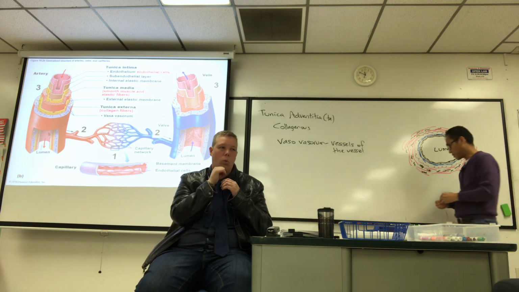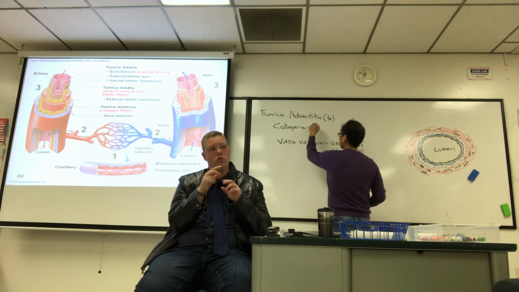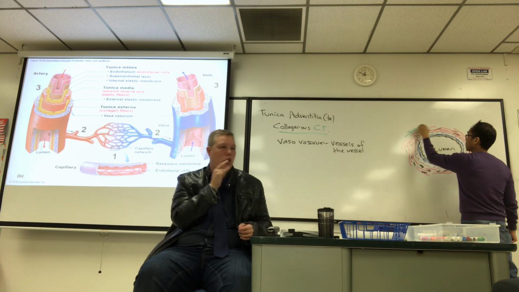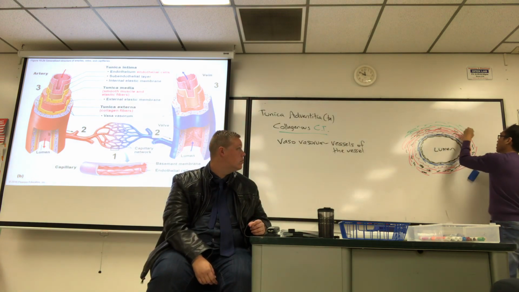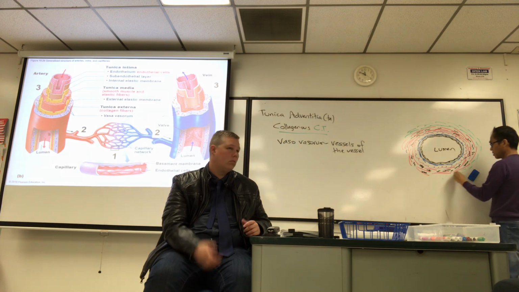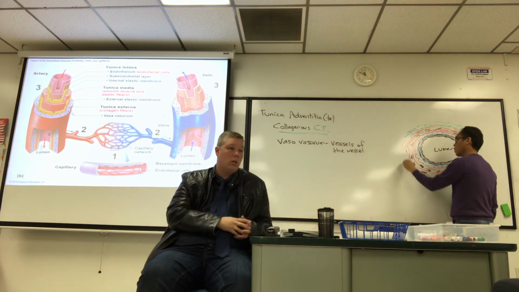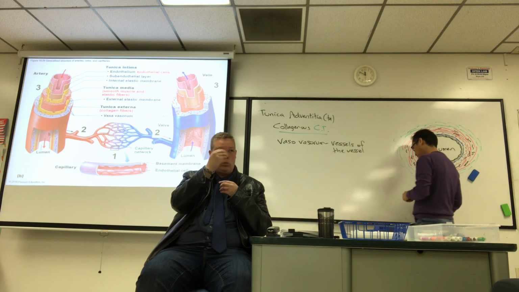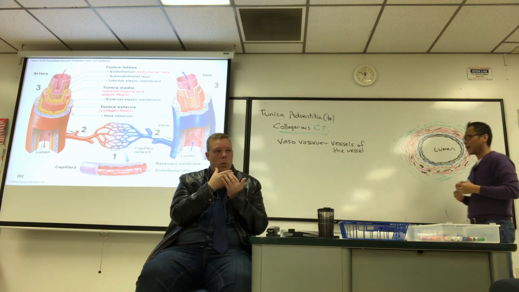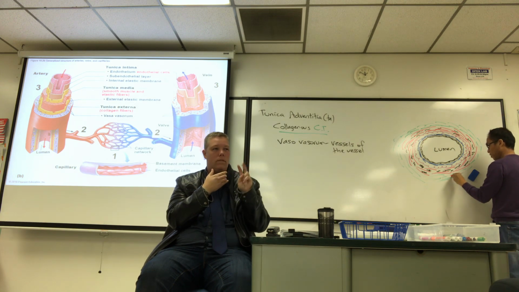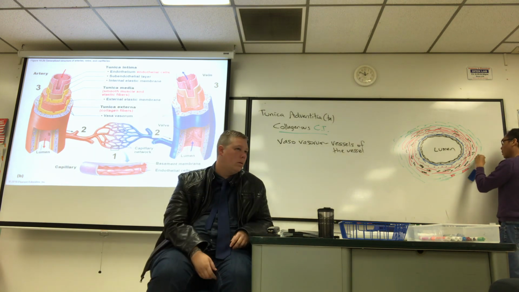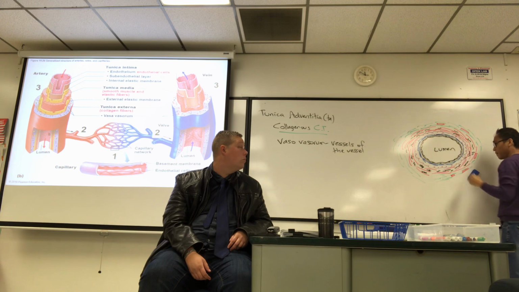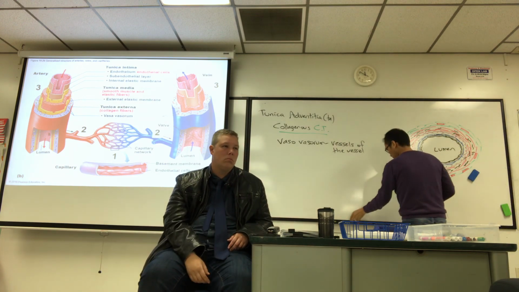So let me use green to illustrate the collagenous connective tissue. Many layers of collagen. And within this tunic, you may find small arteries and veins, the vasa vasorum. I'll just draw small arteries. And I'll draw some small veins to symbolize the vasa vasorum.